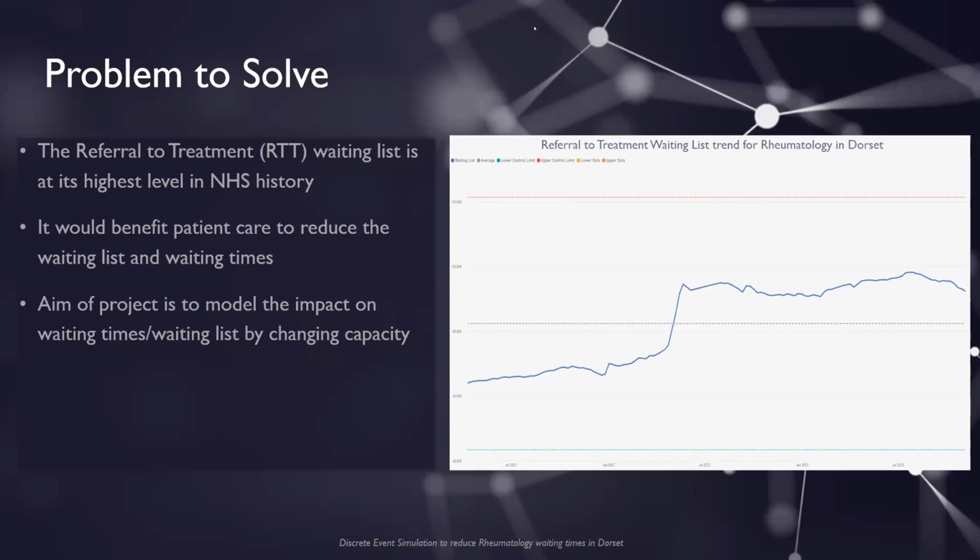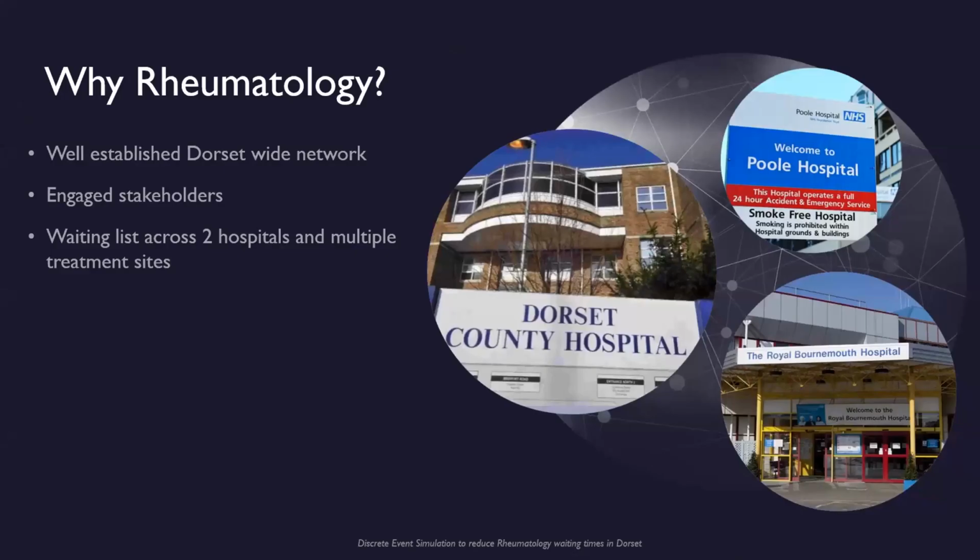This was done using a discrete event simulation, which is a technique that models flows through a pathway and can show what happens if changes are made. We chose rheumatology because it has a well-established and collaborative network. The stakeholders were engaged and enthusiastic, which was useful for getting the data we needed for our model.